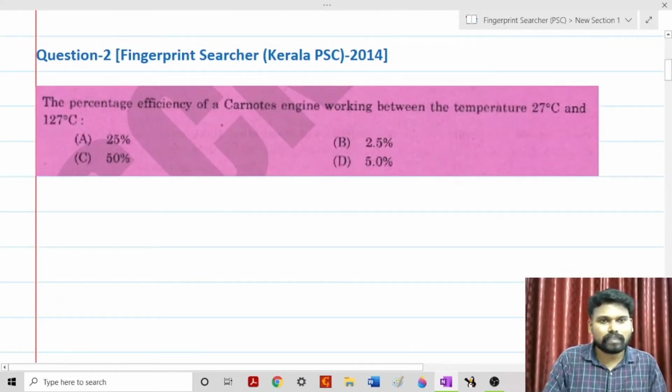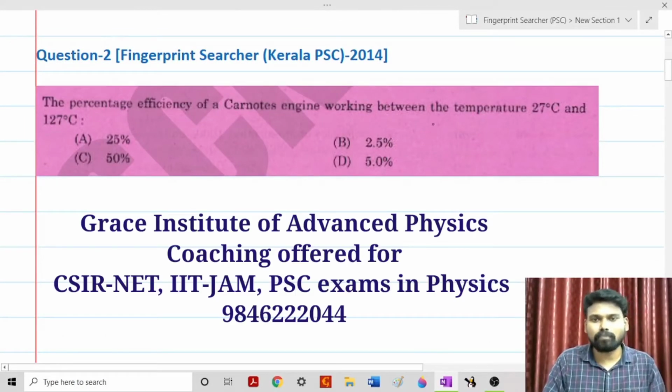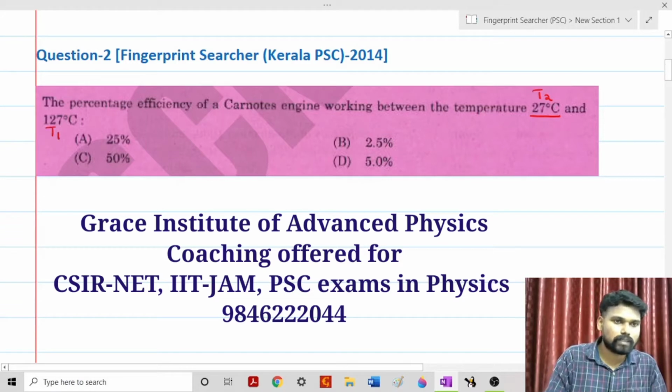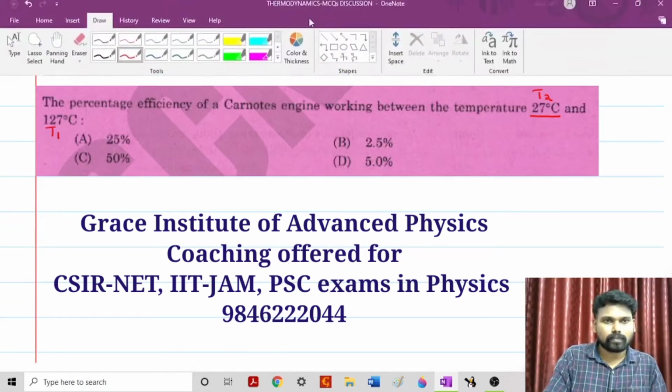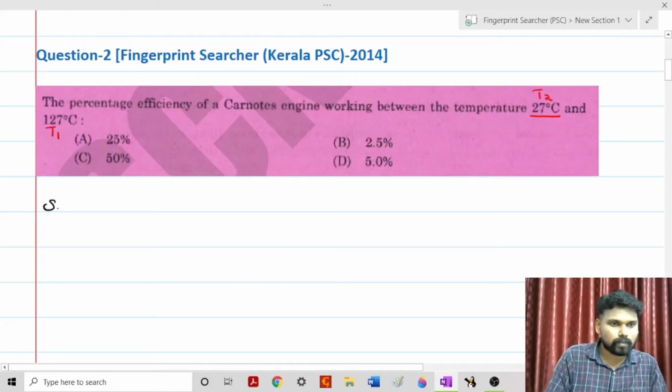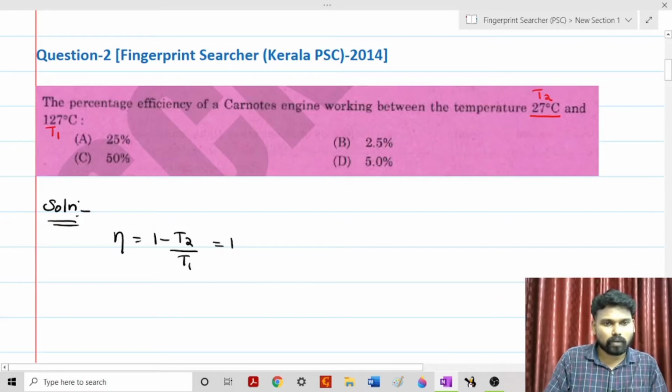The percentage efficiency of a Carnot engine working between the temperatures 27 degrees Celsius and 127 degrees Celsius. Here, this is the low temperature. In the case of a Carnot engine, when we write the efficiency, low temperature is T2, the sink temperature, and this is the source temperature T1. So what is the equation for efficiency? It is 1 minus T2 by T1.